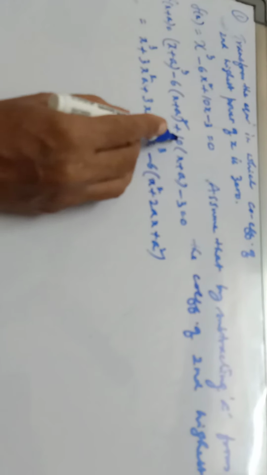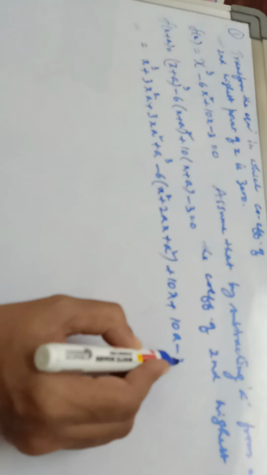Now expand this. x cube plus 3x square a plus 3x a square plus a cube. These are the 4 terms we get in its expansion. Minus 6 into, what is the expansion of x plus a whole square? x square plus 2ax plus a square. Expand this. Plus 10x plus 10a minus 3. Now let us write them in order. This is the only x cube term we are having. Here there are 2 x square terms, this term and this term.